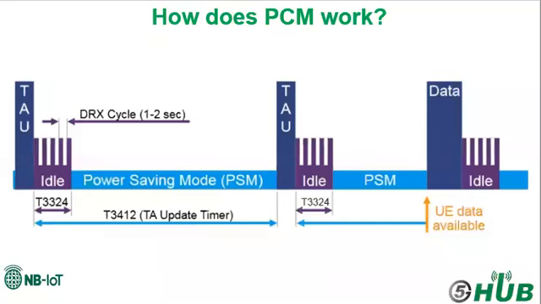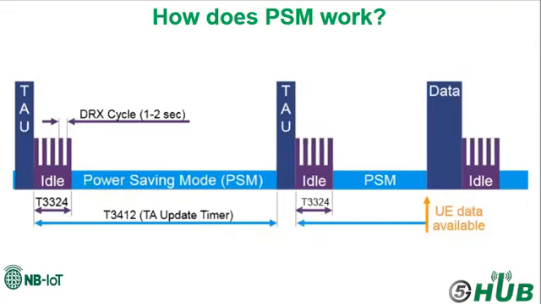Now we will discuss how PSM works. The narrowband IoT device initiates PSM by including the values of two timers in the attach request and tracking area update, or TAU. TAU, or tracking area update, is a periodic procedure used in LTE to notify the network of the availability and the location of the mobile device.